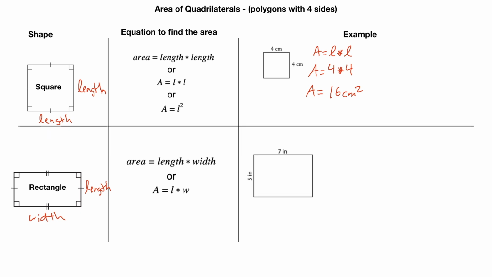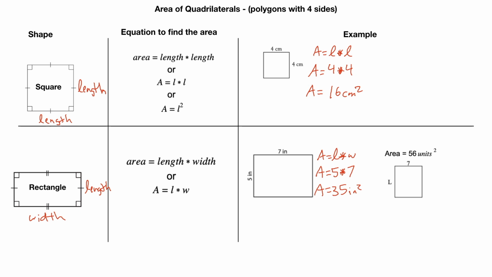So let's say I have my rectangle right here. I'm going to just put my equation, A equals L times W. My width is the 7, because that's left to right. My length is the 5, that's up and down. So I'm just going to put those values in there. A equals 5 times 7, or A equals 35 inches squared. So that's our area.